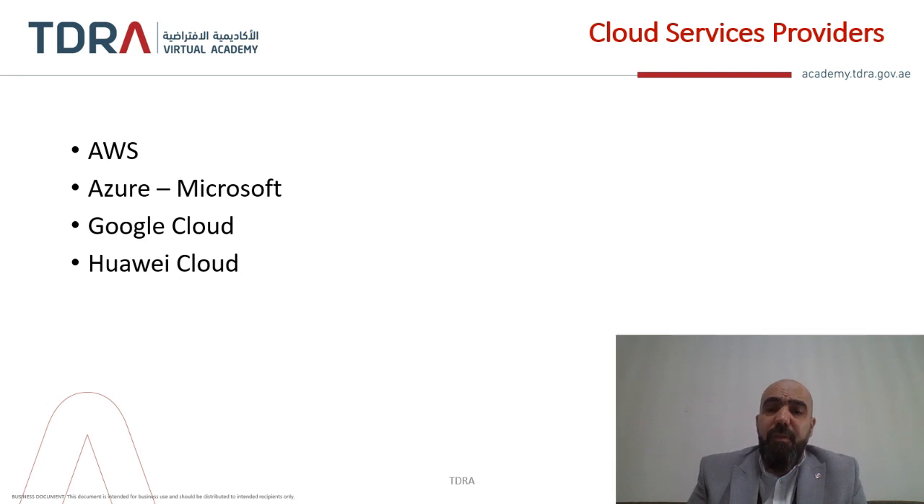For example, the virtual machine in Huawei Cloud is called ECS, and in AWS it's called EC2. So that's just terminology. They are all the same. How the systems are working, how the architecture is working, they are completely the same.